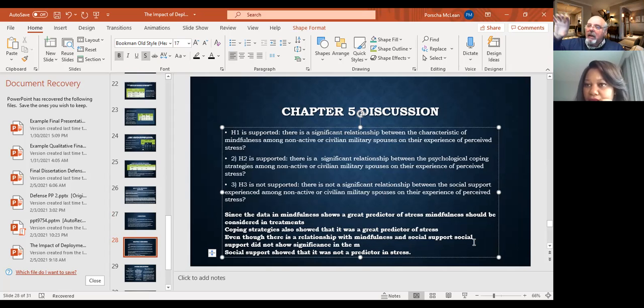So what was probably going on is mindfulness is strongly correlated with social support more than it is with stress. So that's what causes this craziness. Just say something like that: more than likely social support is more strongly correlated with mindfulness than it is with stress. That's why the multiple regression was used in the first place. It kind of weaved out that overlap.